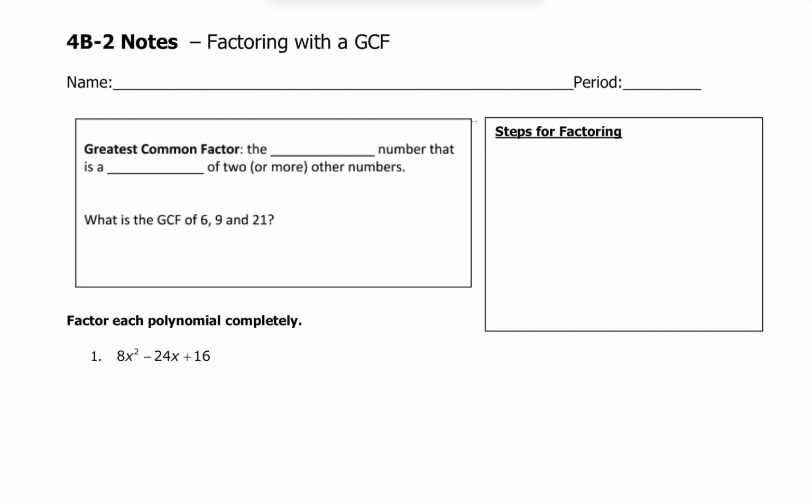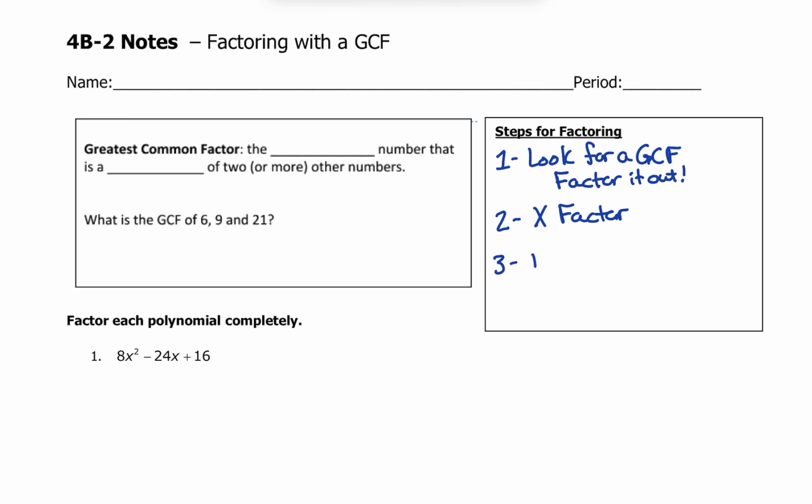Today we're going to add that first step to factoring quadratic functions. So if you remember from last class, our first step is to look for a GCF. And if we find a GCF, we're going to factor it out. Our second step is to use the X factor method. Third, we're going to do the box method, which we're going to talk about later.